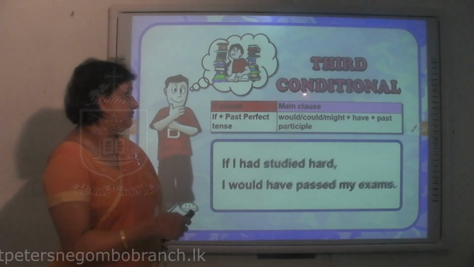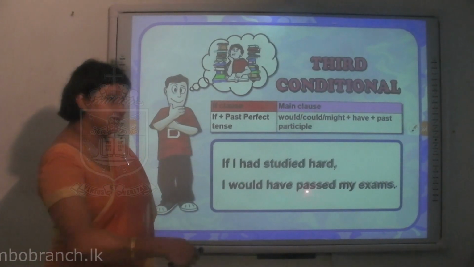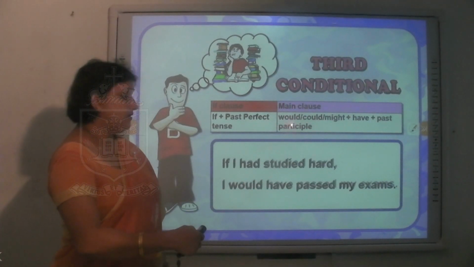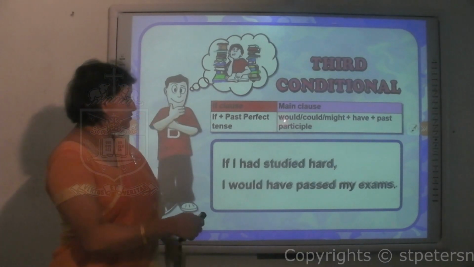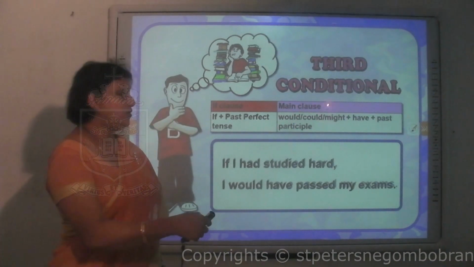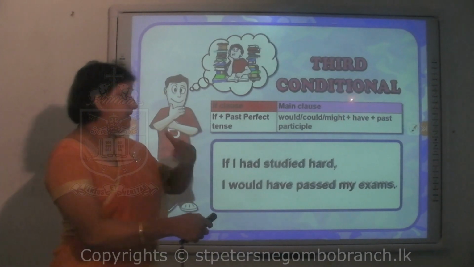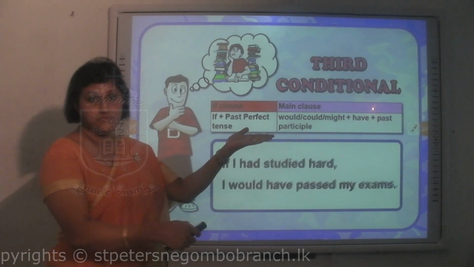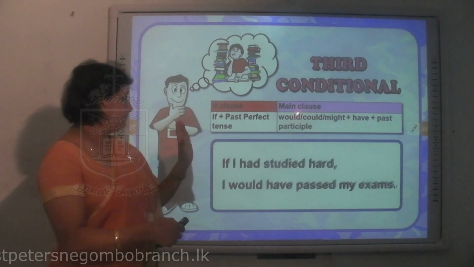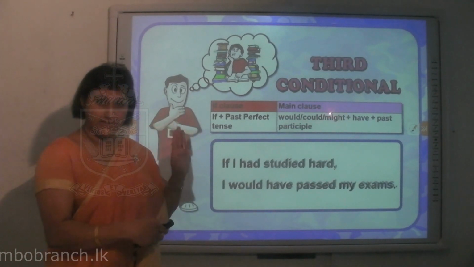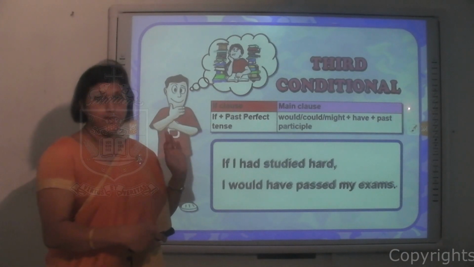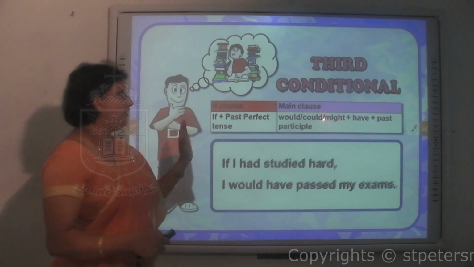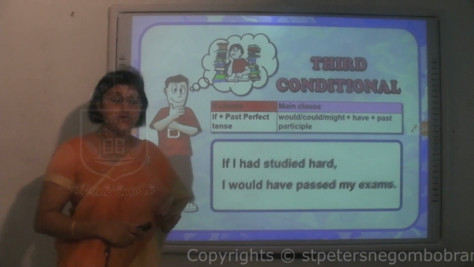Next one. What has happened to the main clause, the second part? Would. Now you all know the three words: would, could, might. So you can use either would or could or might, plus have, plus the past participle of the verb. So that is how you construct this third conditional.